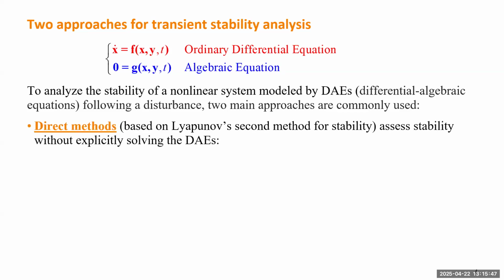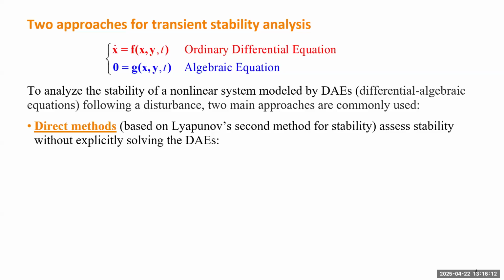So there are two approaches. The first one is a direct approach. The second is an indirect approach. For the direct approach, or direct methods, they can assess stability without solving the DAE model. Such methods don't need to solve the DAE, but they can tell you whether the system is stable or not. How can they do it?